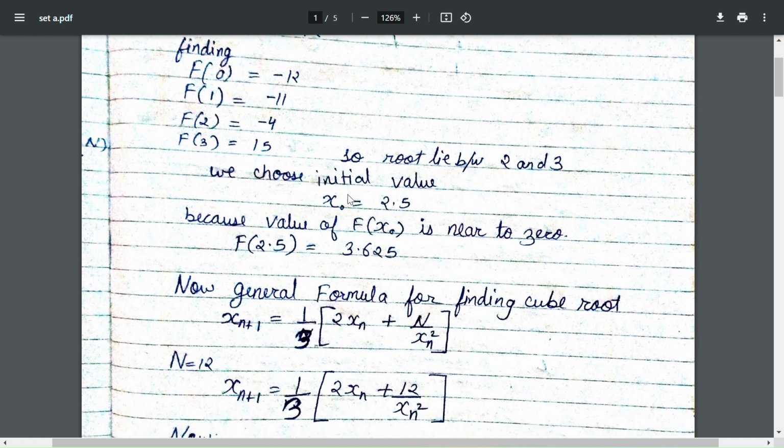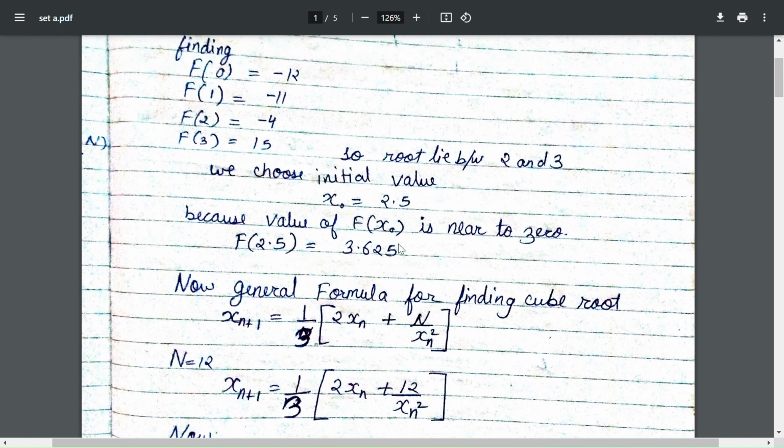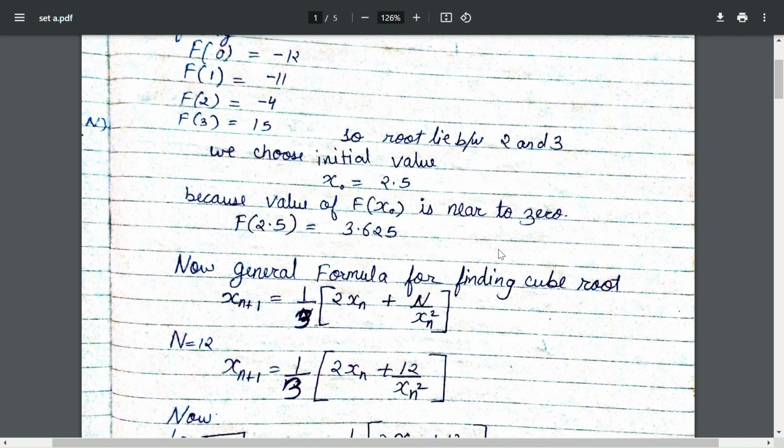Now we will choose initial value for x0 which is 2.5. We have chosen 2.5 because on putting 2.5 in a function we get f of 2.5 equals to 3.625, which is nearest to 0 or closest to 0.